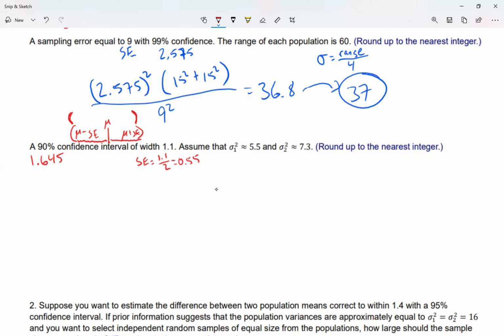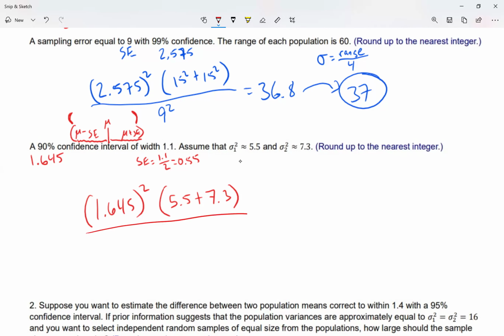So what am I going to type here? I'm going to go 1.645 squared times 5.5 plus 7.3. I don't have to do squares on this one, right? Because look, they're already given us a square. Nice. And then at the bottom, I have to divide this by 0.55 squared.